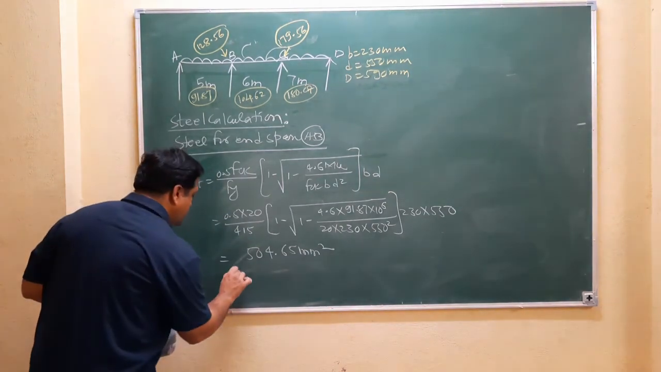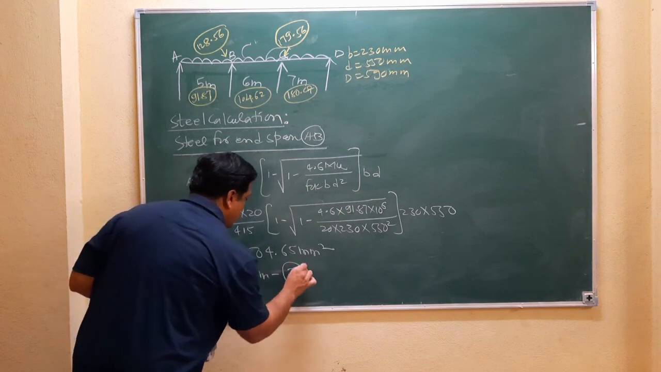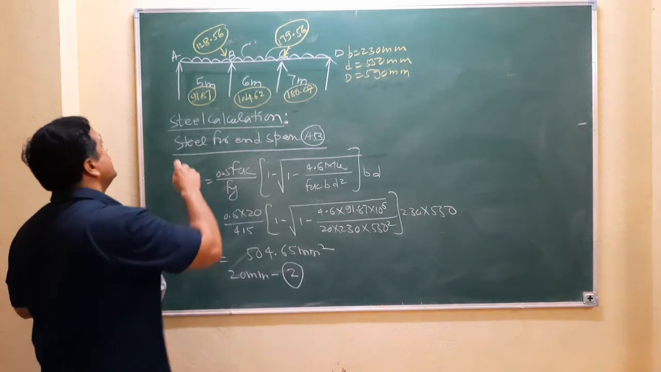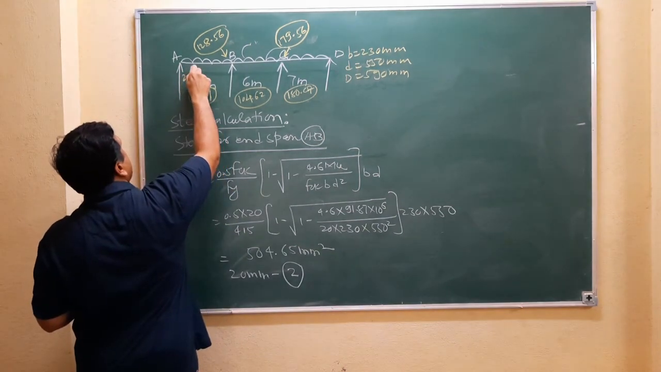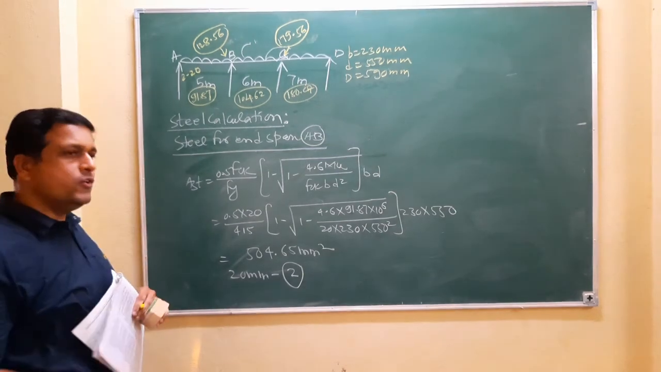If you assume a 20 mm bar, 2 bars are required. That means here you have to provide 2 bars of 20 mm.